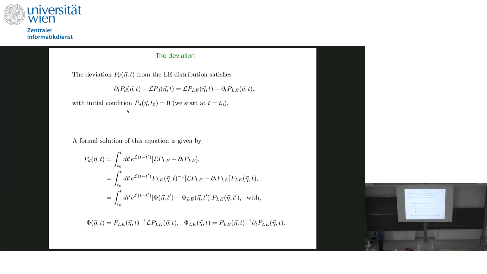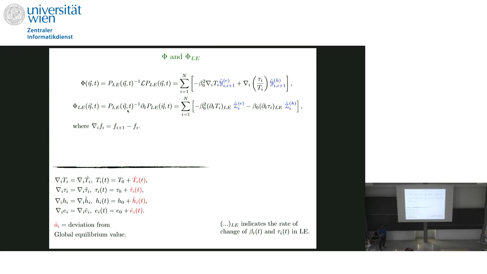Then I multiply by P_LE and divide by P_LE and rewrite the solution in this particular form, where you identify some quantities, phi and phi_LE. Phi is this and phi_LE is this. It will be clear why I am doing that later. These quantities you can find out explicitly because I know the form of P_LE. If you do this calculation, it will be in this form.